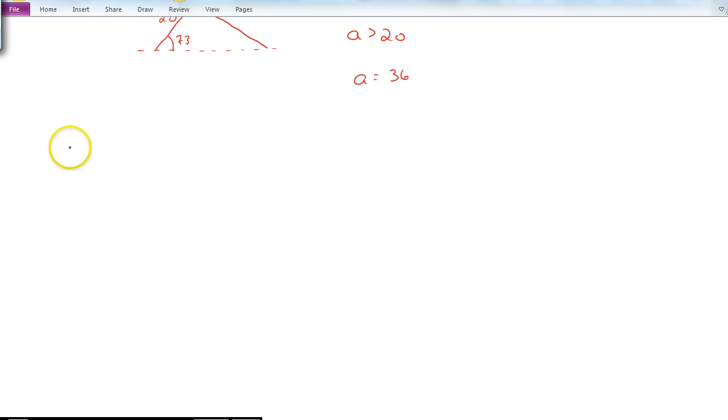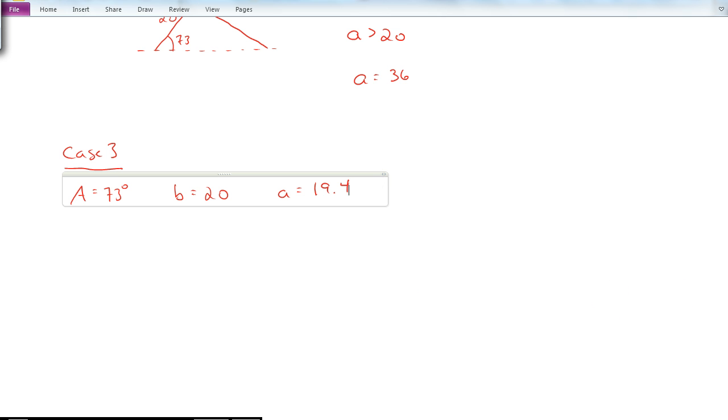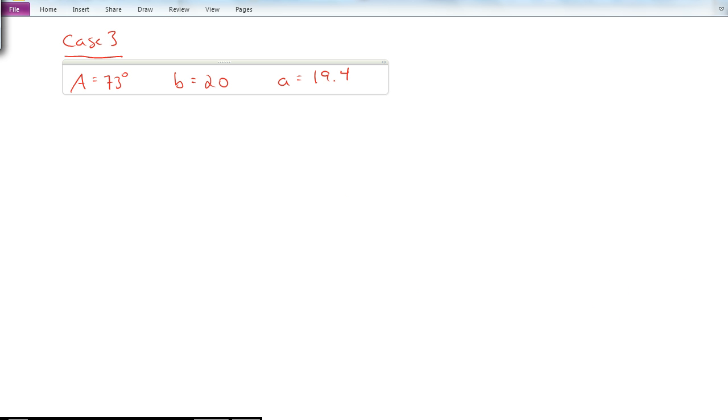So this is case 3, where we had A equals 73 degrees, B equaled 20, and then we chose side A to be 19.4. And we knew that two triangles were going to emerge from this. So let's take a look at those. Let's figure out the side lengths and everything else missing from those.